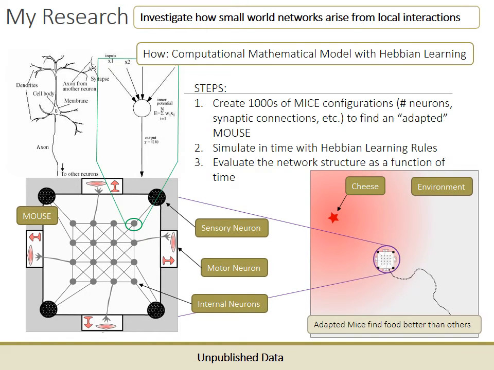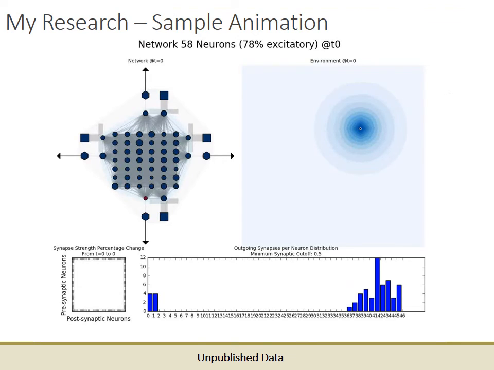So I want to analyze those adapted mice. And so that's essentially what I have done. And here's one animation that I did. Before I play it, on the upper right we have the network itself. We have 50 internal neurons. We have 4 motor neurons and 4 sensory neurons.